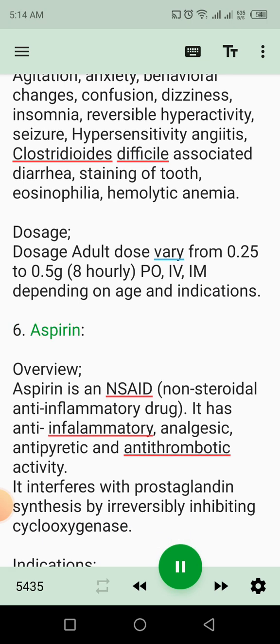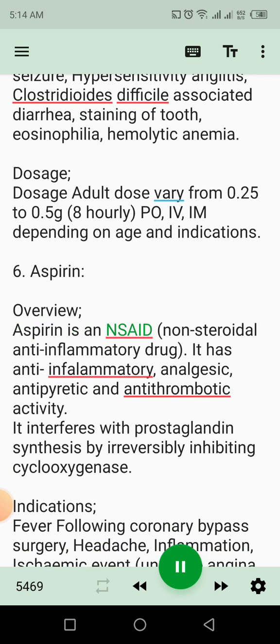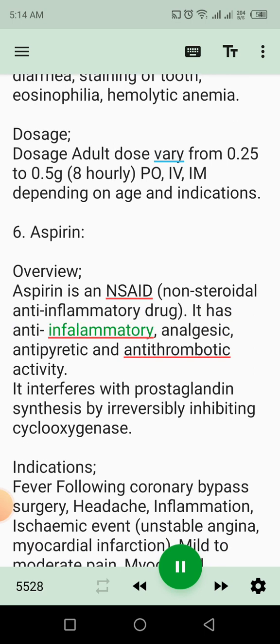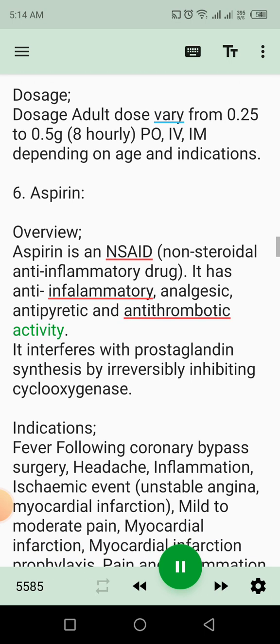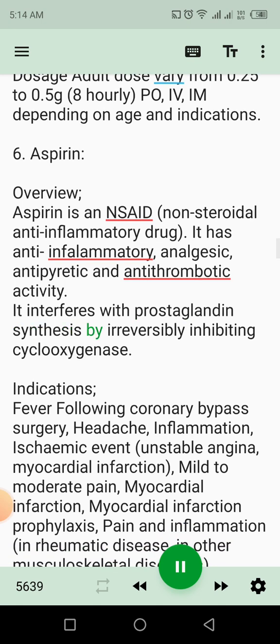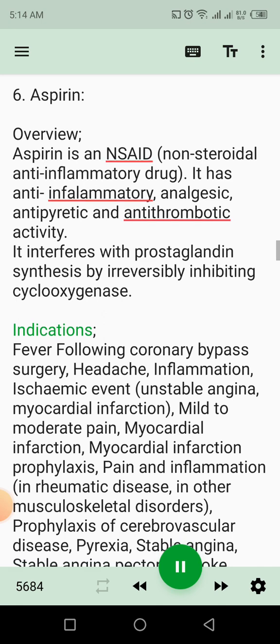6. Aspirin. Overview. Aspirin is an NSAID, a non-steroidal anti-inflammatory drug. It has anti-inflammatory, analgesic, antipyretic and antithrombotic activity. It interferes with prostaglandin synthesis by irreversibly inhibiting cyclooxygenase. Indications.